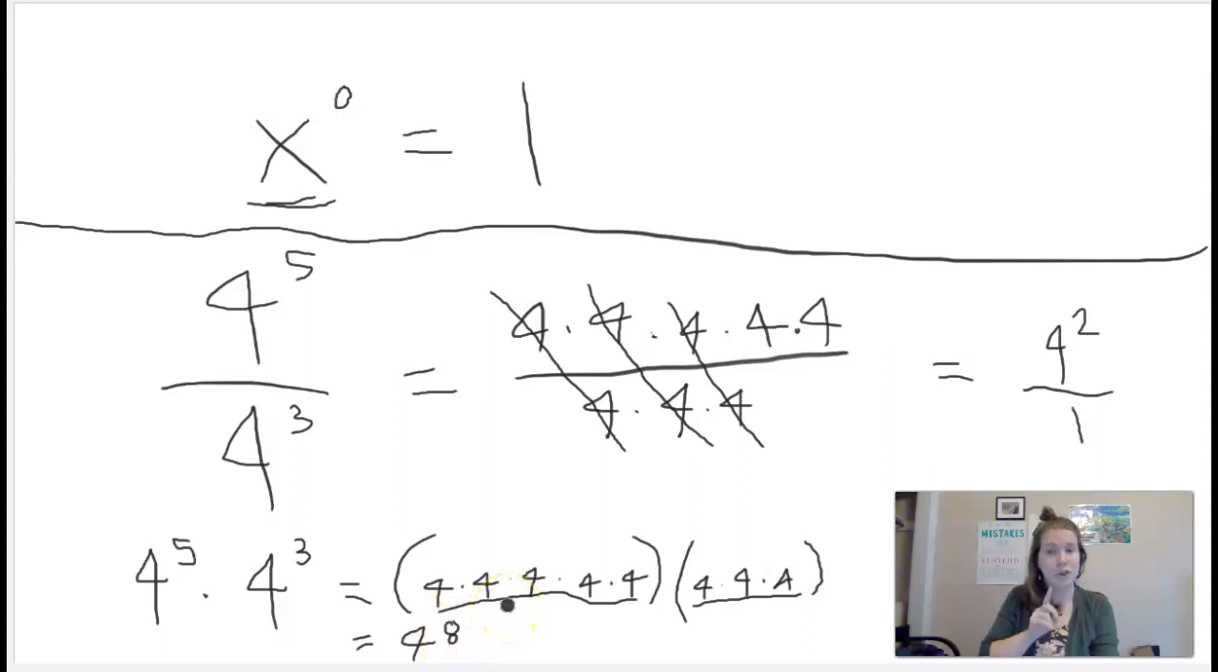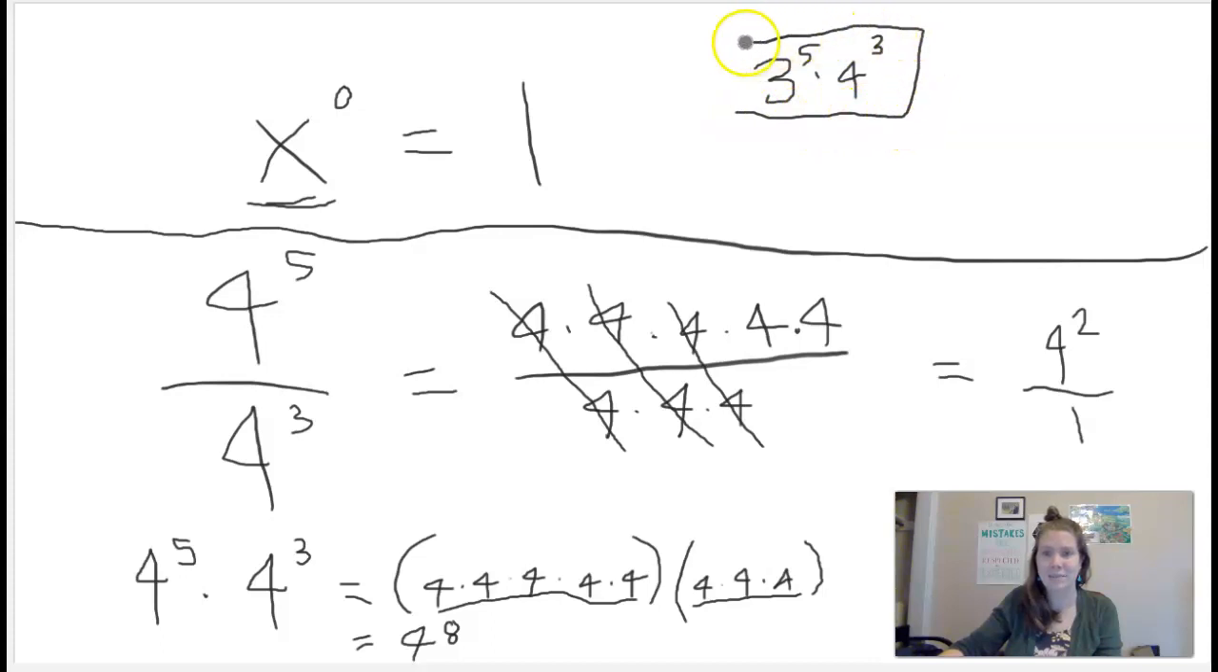Be careful though. You can only combine those if they're the same base. If I had 3 to the 5th times 4 to the 3rd, there is no way to simplify those because I have 5 3s and 3 4s. I can't say I have 8 numbers. I want to know what those numbers are. So when we have 2 different bases, we can't simplify them.